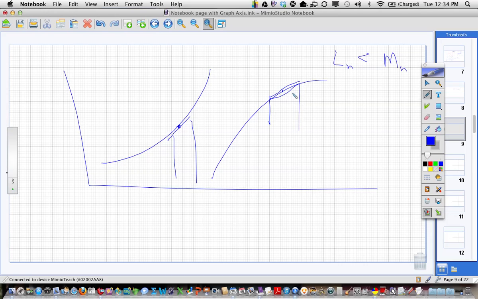Because the midpoint's the average of the left and the right. No, well, not the average. The trapezoid is an average of the left and the right. Like the midpoint is the one. Yeah, the trapezoid would be, and then the midpoint is pretty much the same thing. It's very similar to that. It's got a little bit over, a little bit under.